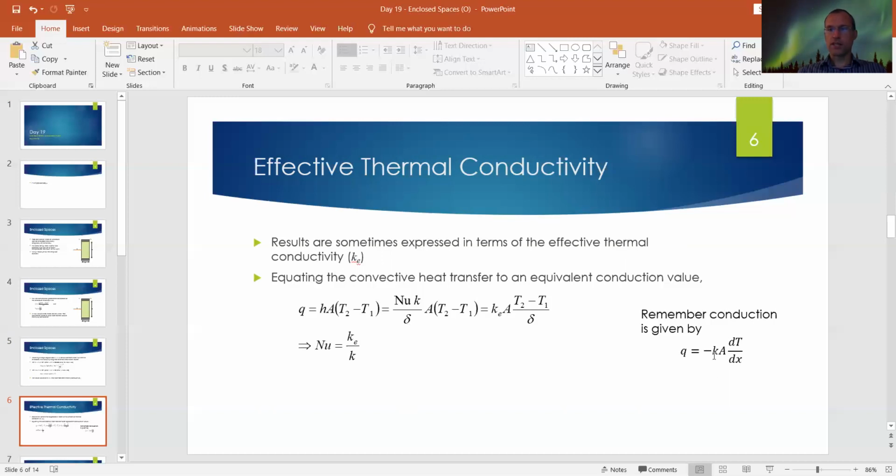And then I want this K to be my K equivalent. That's pretty much everything left over on this side here. The stuff that's left over is just these two terms, Nusselt number and actual conductivity K. So in a sense, my effective conductivity Ke is just Nusselt number times the actual conductivity. And so the Nusselt number, I can rearrange to be Ke over K.